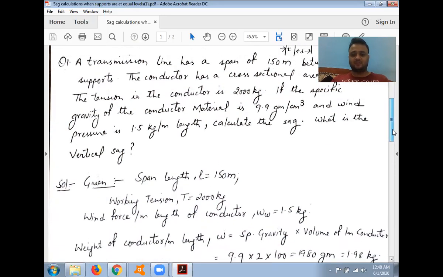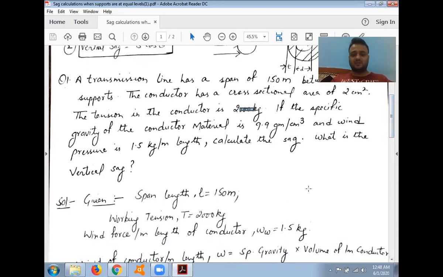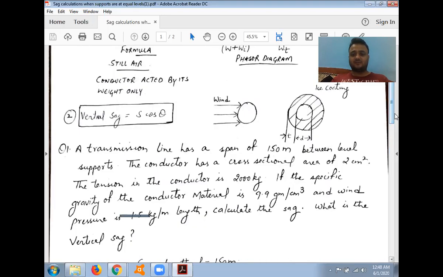Before solving the numerical, let us see what is given. Span length is given, 150 meter. Tension is given, 2000 kilogram. Wind pressure is also given, 1.5 kilogram. Now what is not given? The ice coating effect is not given. We have to neglect it.